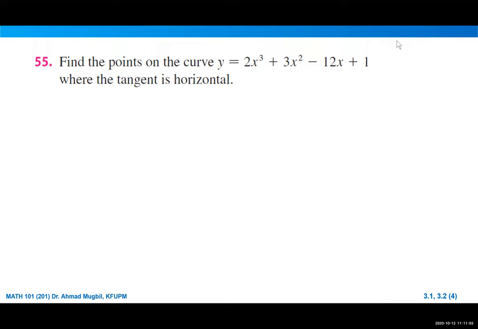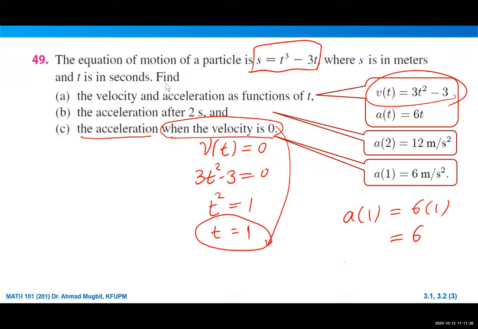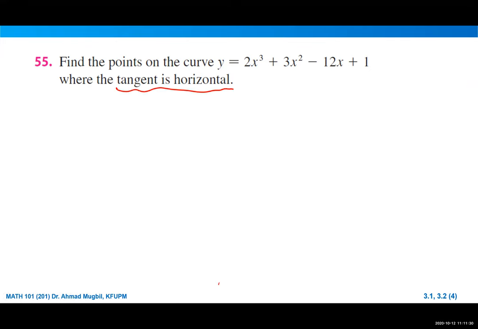Yes, I am here. We can get the derivative and put it equal 0. Yes, ahsant ya Naif. Excellent. Naif, give us the idea. So Naif said, if you need to know when the tangent is horizontal, you know that the slope is what? Zero when the tangent is horizontal. So this means the derivative at that point is zero. So we need to find the points at which the derivative is zero.